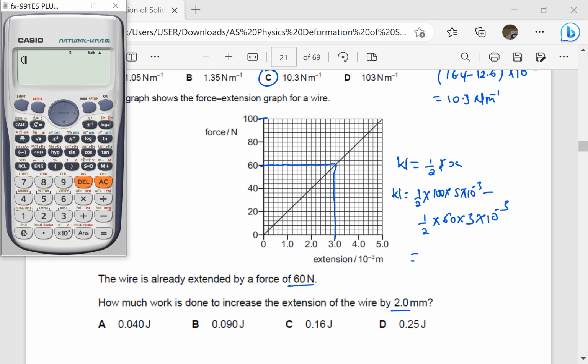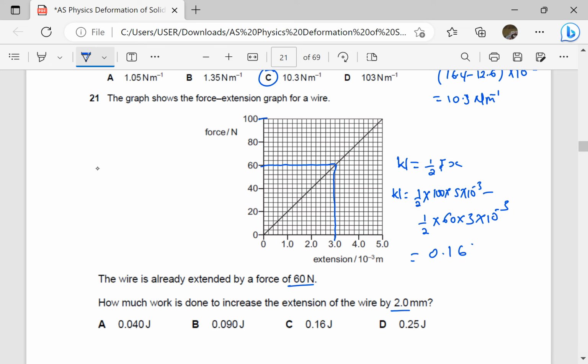So a half is 0.5 times 100 times 5 exponent negative 3, then minus 0.5 times 60 times 3 exponent negative 3. So this is giving me 0.16. So this is 0.16 joules. So the answer is going to be C.